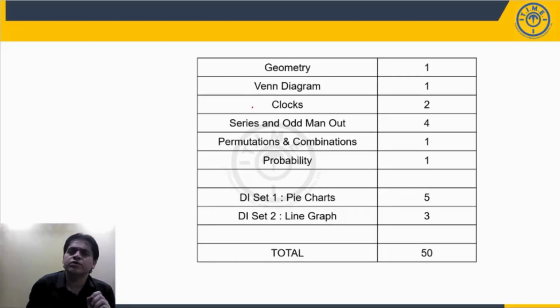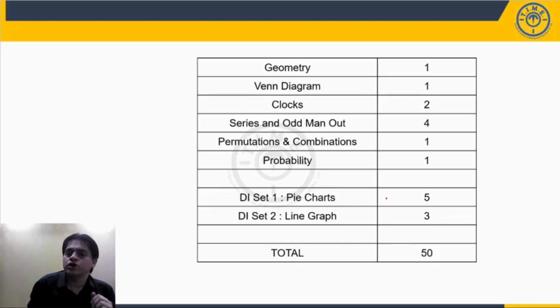Geometry, only one single question, and that too based on the rectangle, nothing complicated over there. There was one Venn diagram based question, similar to the Venn diagram questions asked in LR. So in LR, there were two set Venn diagrams to be drawn. Similarly, there was one such question in quant as well. A couple of clocks based questions. There were 4 questions based on number series, letter series, odd man out present in this section. One PNC question, one probability question. Those questions could be classified as moderate difficulty.